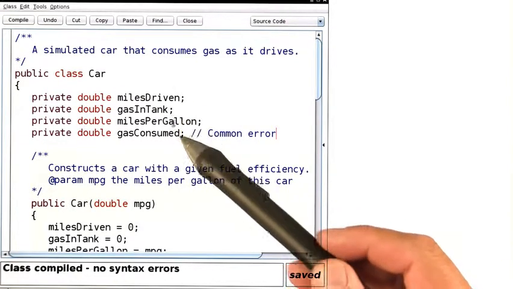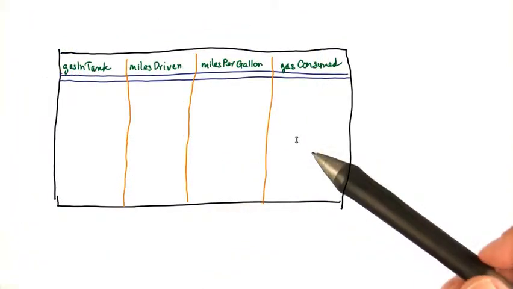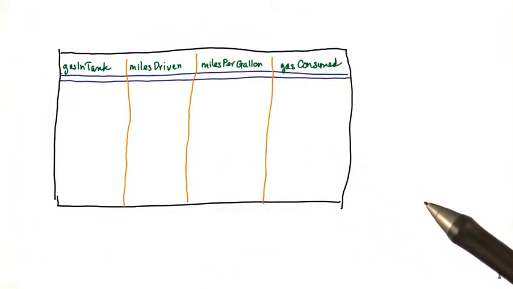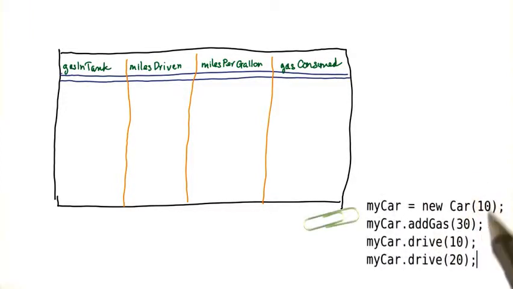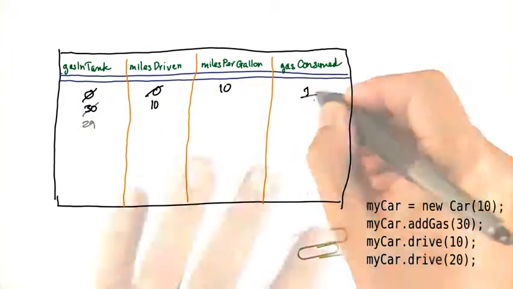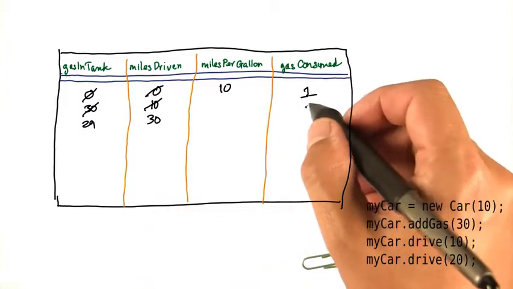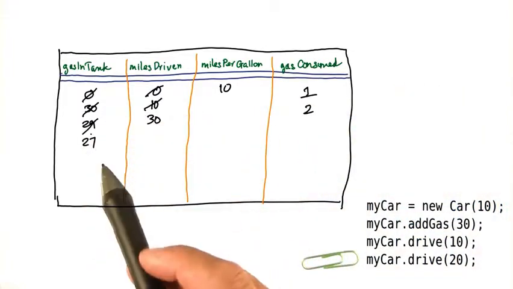Note that this class now has 4 instance variables. Here they are on an index card. And now let's quickly run through the same scenario that we had previously. The car gets constructed. We add 30 gallons. We drive 10 miles. That consumes a gallon. We then drive 20 miles for a total of 30. That consumes 2 gallons. We're left with 27 gallons.